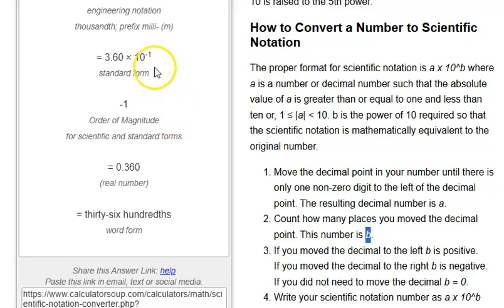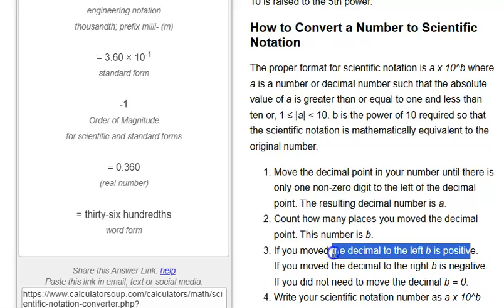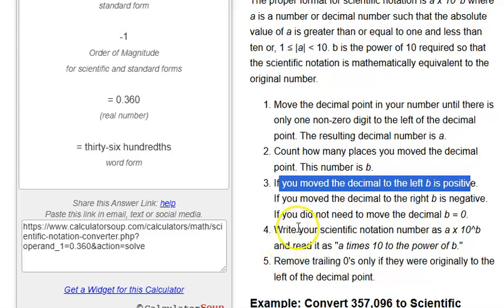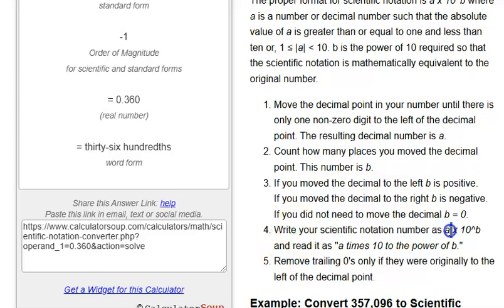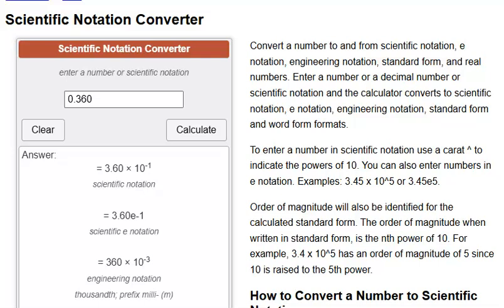Because we moved the decimal to the right, here we go: if you move the decimal to the right, it has a negative number. If you move the decimal to the left, it has a positive number. And this is really it for scientific notation. Write your scientific notation as 1 digit times 10 with the caret, that symbol, raised to the power B, which tells you how much you're moving your decimal. And that is really it for scientific notation.